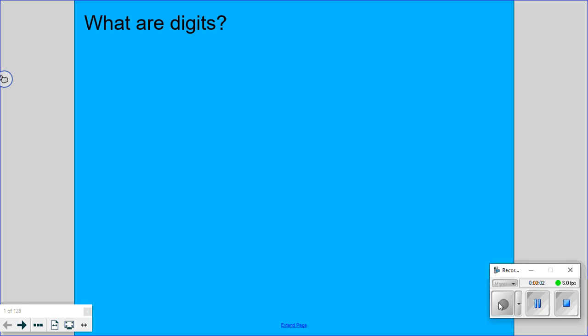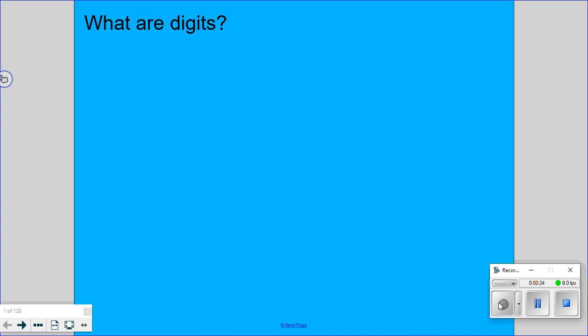You were just playing with digits. What are digits? As long as we're participating and answering my questions, I won't make you write it down, mostly because it's already in your notebook. We wrote it down in the beginning of the school year. Jalen, what are digits?